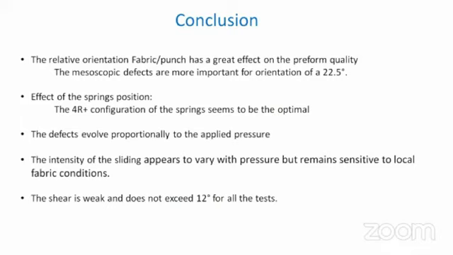the relative orientation of fabric and punch has a great effect on preform quality. Mesoscopic defects are more important for the orientation of 22.5 degrees. Effect of the spring position: the 4 springs configuration seems to be the optimal. The defect evolves proportionally to the applied pressure. The intensity of the sliding appears to vary with pressure, but remains sensitive to local fabric conditions. The shear is weak and does not exceed 12 degrees for all the tests.